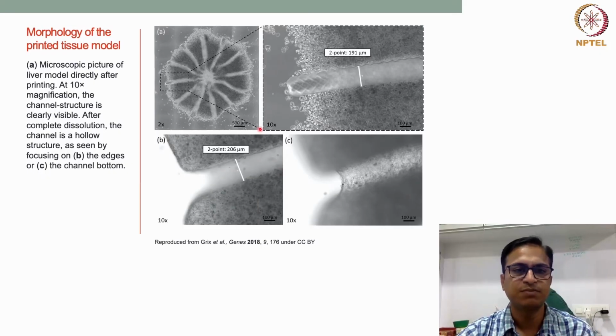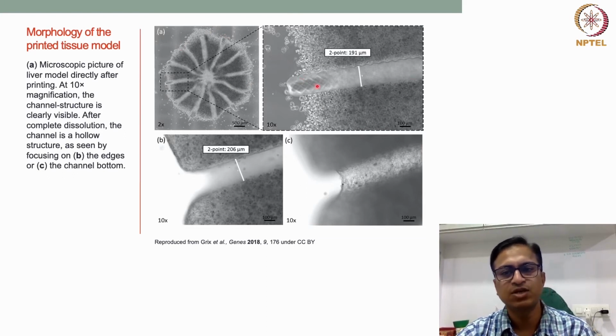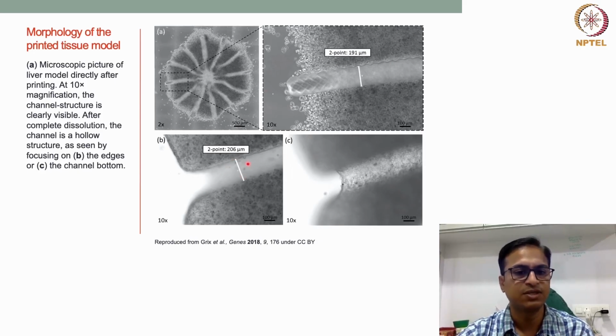This is the structure they have printed, with the morphology of the printed structure. You can clearly see microscopic 2x and 10x images they have shown. The channels are also open. The channel dimension is almost 191 micron. Probably they designed the channel dimension as 200 micron, and they got channels ranging from 190 to 210 micron.